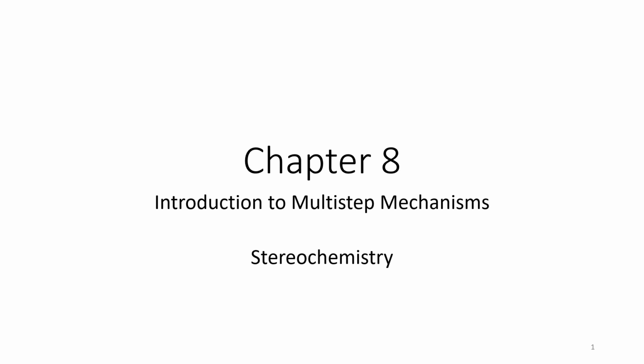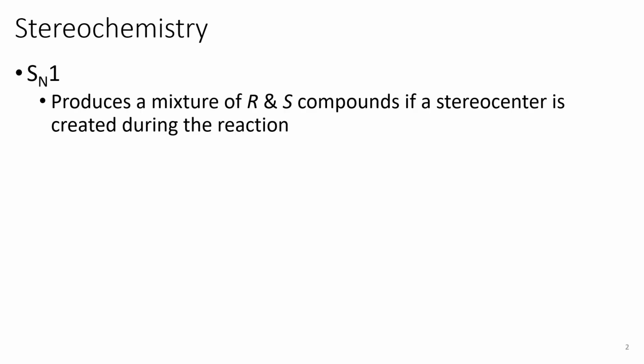In the second part of Chapter 8, we're going to discuss the stereochemistry associated with each one of these different types of mechanisms, the SN1 versus the SN2, and the E1 versus the E2. So first, let's start off with the SN1 mechanism.